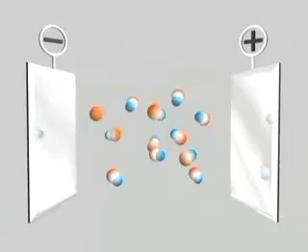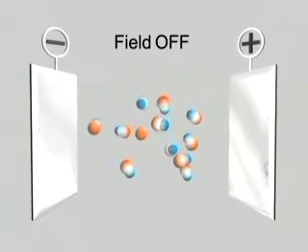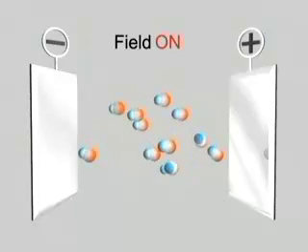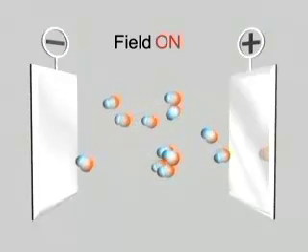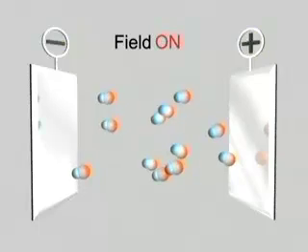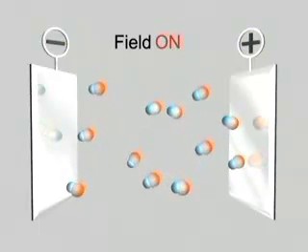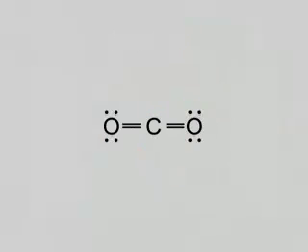Between two electric plates with the field off, the molecules lie every which way. With the field on, however, they become oriented with their negative ends facing the positive plate and their positive ends facing the negative plate. If a molecule has more than two atoms, its shape can affect the polarity in a crucial way.